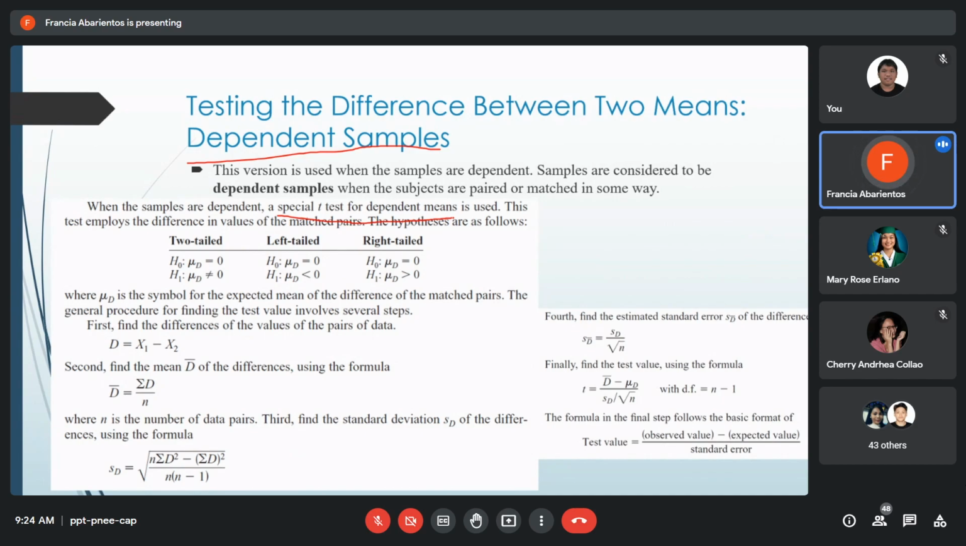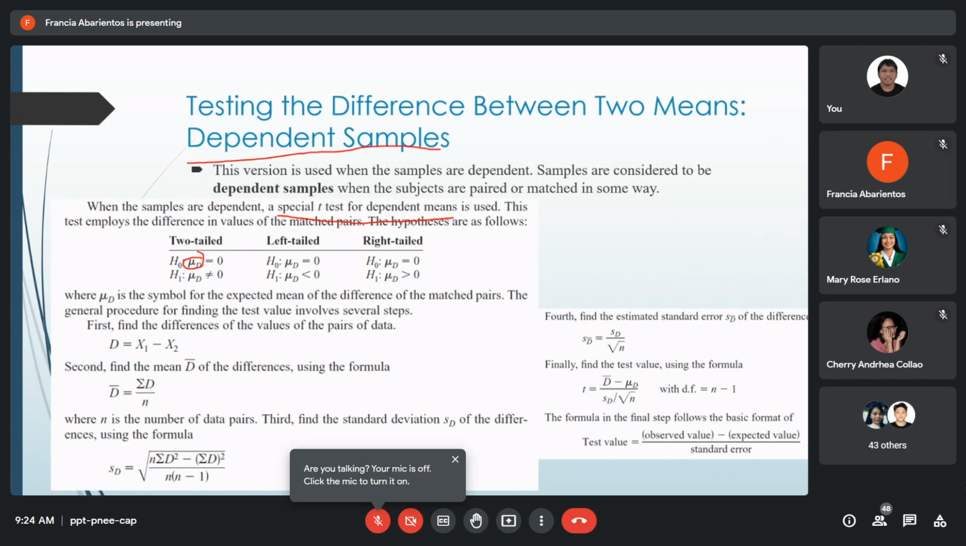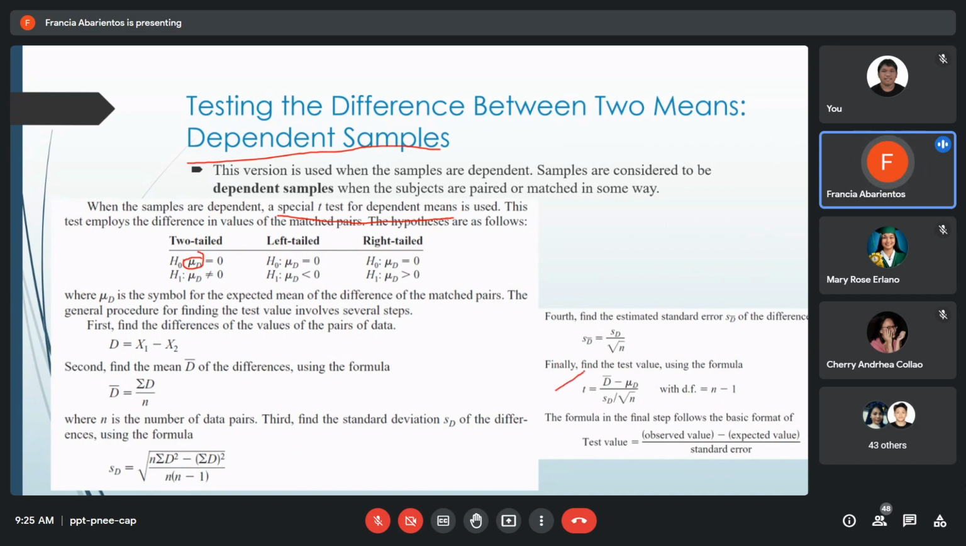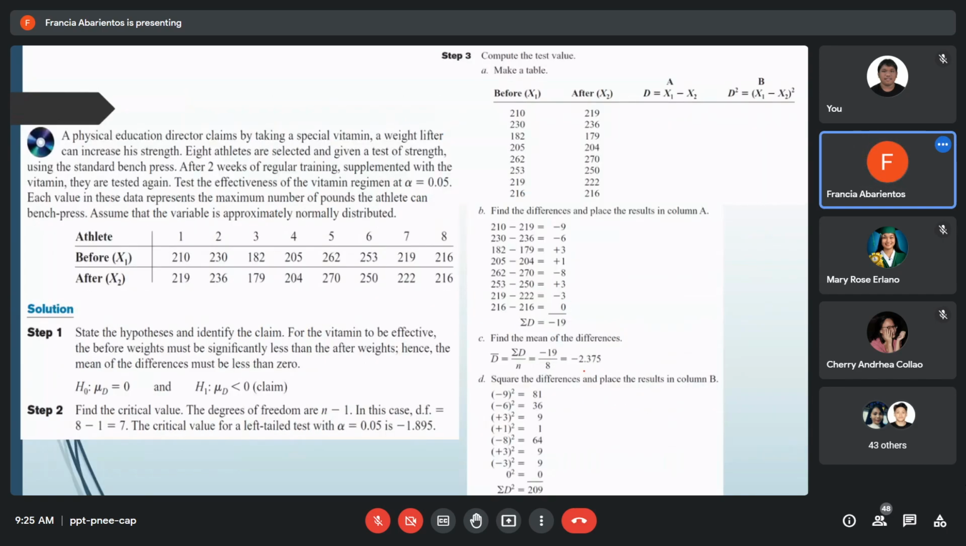So, paano mo mako-consider kung dependent siya? Syempre class, dapat alam niyo yun. Kung dependent ba siya or independent. So, yung expression lang dito, class, this is now the mean of the difference. Ayan, mahaba-habang formula. But ito, class, yung ginagamit when it falls under the dependent samples given sa atin.